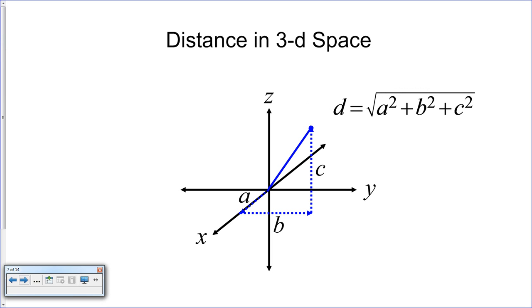Now our distance formula in 3D space actually looks a lot like our distance formula in 2D space. It's still a square root. We're still adding up some things that are squared, but instead of just the square root of a squared plus b squared, we now add in c squared. So again, you could think of this as the three-dimensional Pythagorean theorem. So the distance between 2 points is equal to the movement along the x squared plus the movement along the y squared plus the movement along the z squared, and then you take the square root of that whole sum. Pretty straightforward.